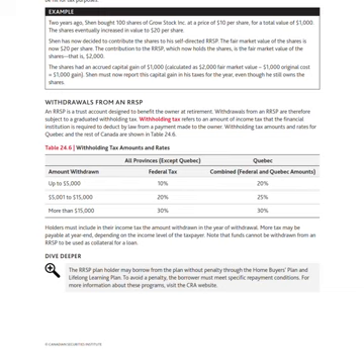Withdrawals from an RRSP. An RRSP is a trust account designed to benefit the owner at retirement. Withdrawals from an RRSP are therefore subject to graduated withholding tax. Withholding tax refers to an amount of income tax that the financial institution is required to deduct by law from a payment made to the owner. Withholding tax amount and rates for Quebec and the rest of Canada are shown in Table 24.6. Table 24.6, withholding tax amount and rates.